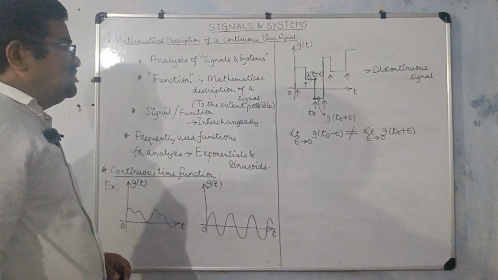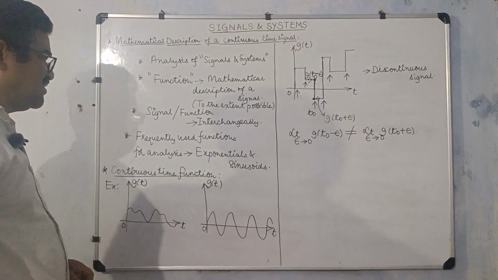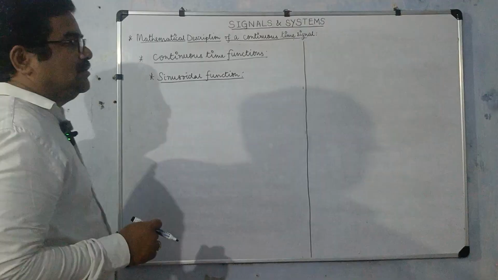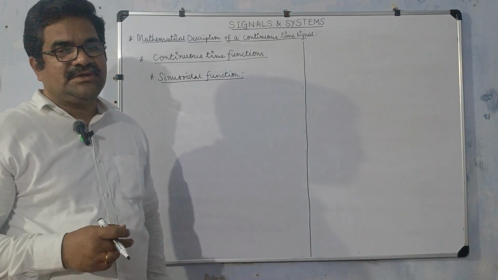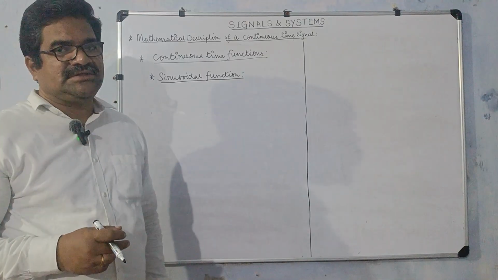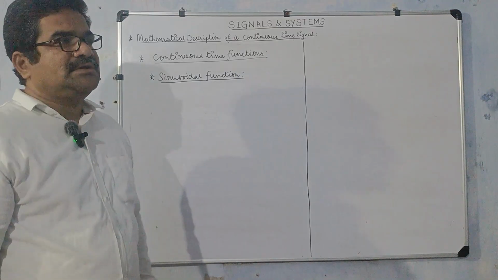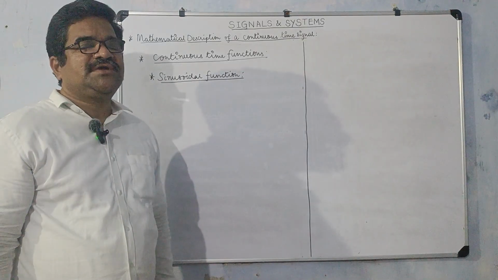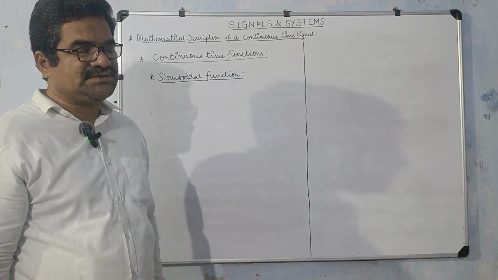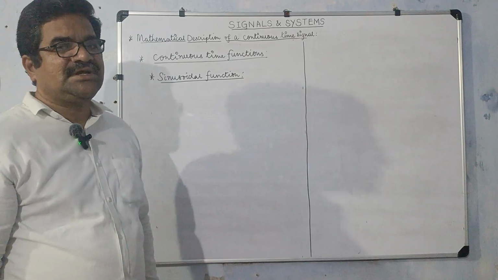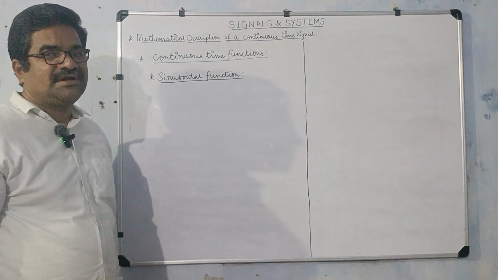So this is the mathematical description of a continuous time signal, which is known as a function. That is why we use signal and function interchangeably. Now we will see the most frequently used continuous time functions for the analysis of signals and systems. They are sinusoids and complex exponential functions. Let us see what a sinusoidal function is.